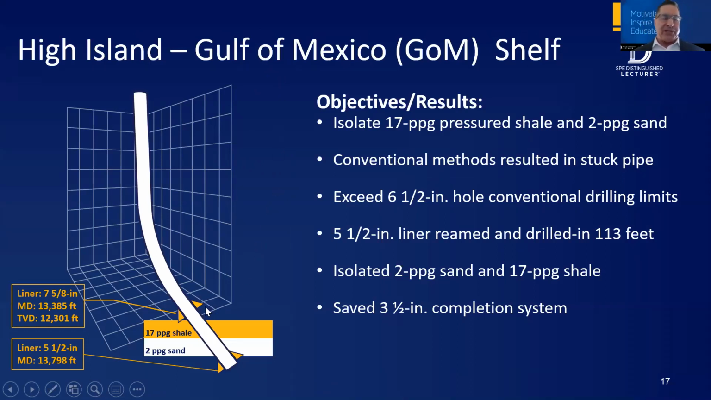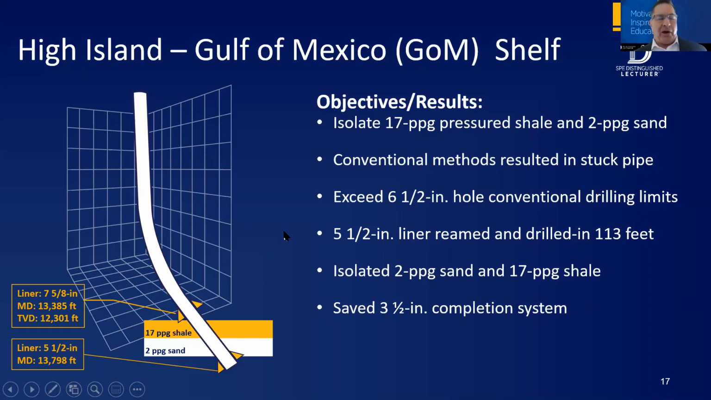And the operator had 7 5/8 inch liner at 13,385 feet measured depth. And below this, there was a 17-pound shale and a 2-pound sand. Their objective was to isolate in one trip the shale and the sand so they can enable their 4.5 inch completion or 3.5 inch completion. They tried it first time with conventional means, and what do you think happened? It got stuck, but they did manage to free the pipe, which is very unlikely in most of the cases I've been exposed to. So they decided to try liner drilling.